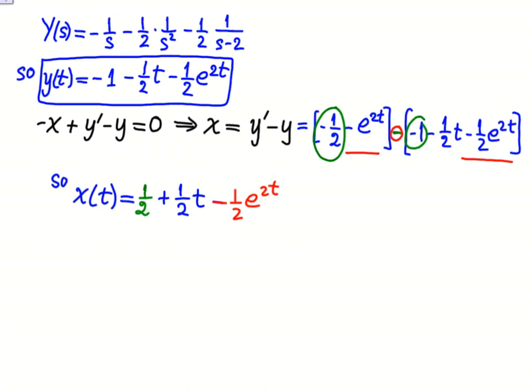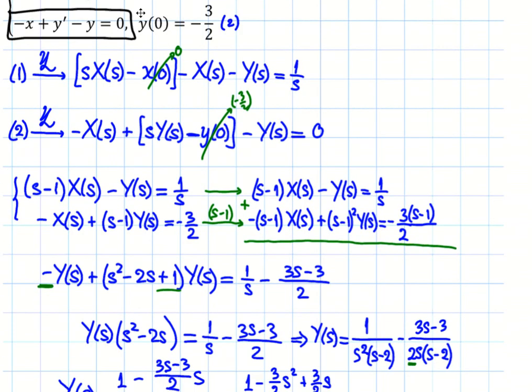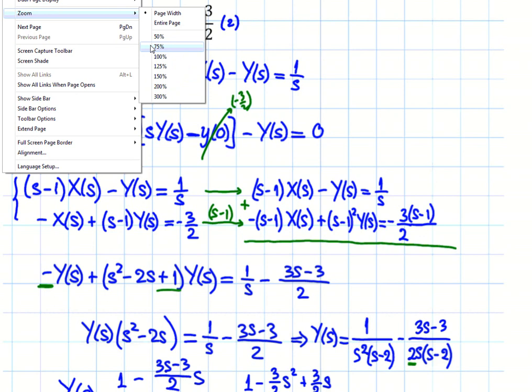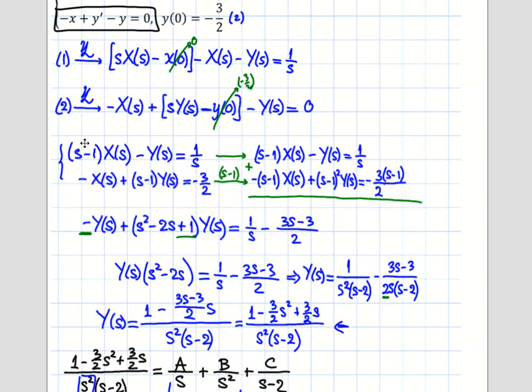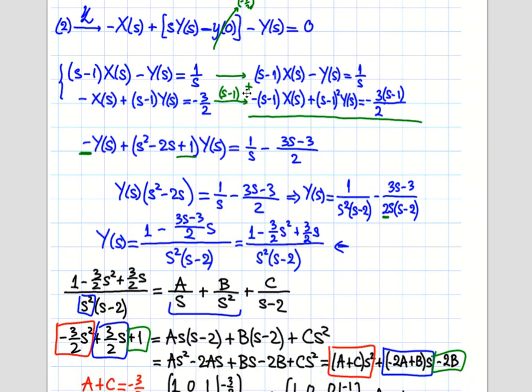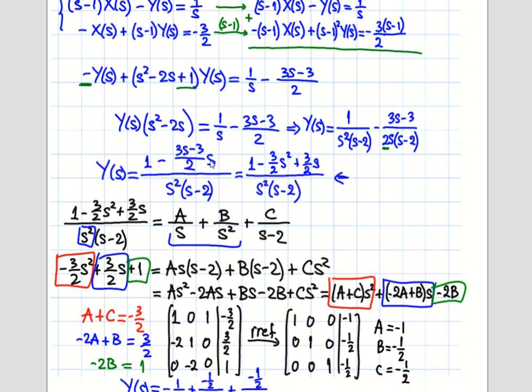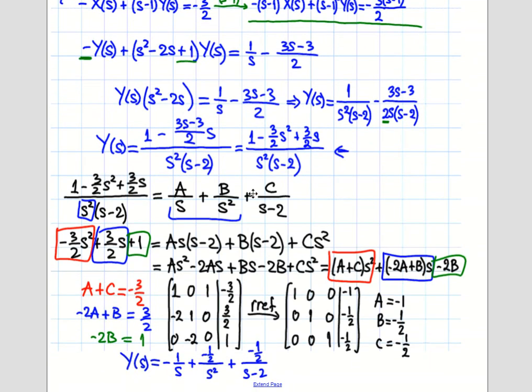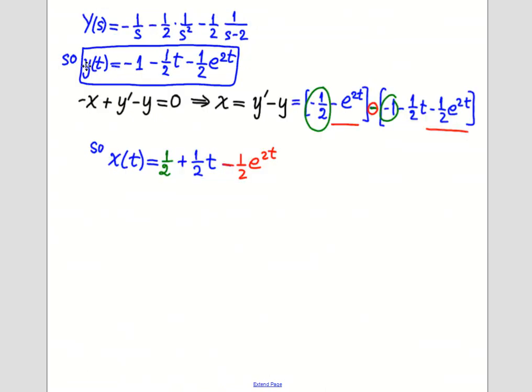Let's go back and see on the problem. So originally, we transformed the problem into a function of s, and here we eliminate x and we solve for y. To solve for y, we do the partial fraction. After we have y of s, we transform it back into a function of t, and then we use substitution to solve for x. And this is what we have for x of t. And that's what we have for our problem.